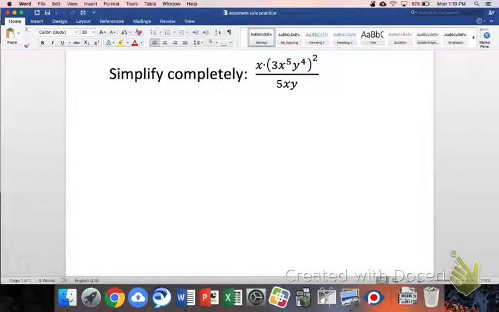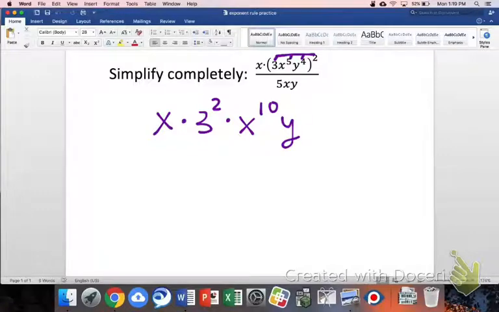I would say that this squared applies to every factor on the inside. And so maybe a first step would look like this. X times 3 squared times x to the, what do I do with the 5 and the 2? Do I add, subtract, or multiply those two exponents? Multiply, right? Because isn't it a base to an exponent to another exponent? That would give me x to the 10th. And then lastly with the y, I've got y to the 4th squared. That would give me y to the 8. Okay, denominator is just 5xy.